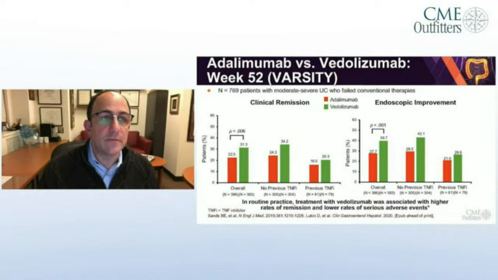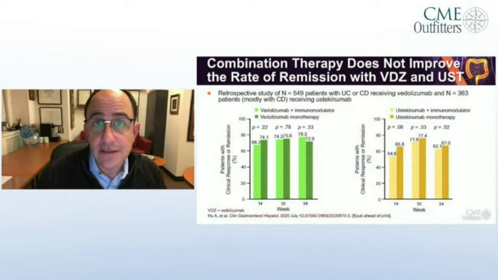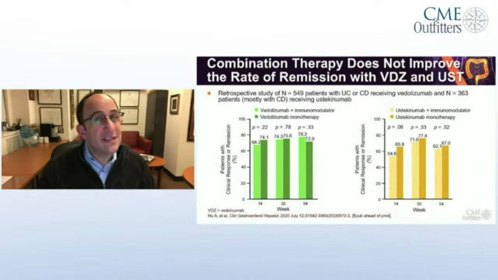We've also seen more recently, and this was presented at DDW, that combination therapy does not improve the rate of remission with vedo and usta. So unlike what I showed you with UC Success, and again, this isn't the same design where patients were naive, but being on a combo therapy when you get to vedo or ustekinumab does not improve the likelihood of responding.